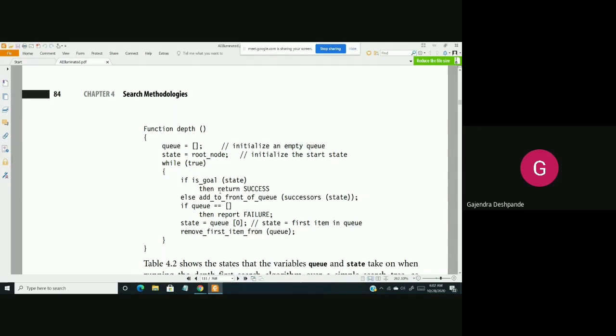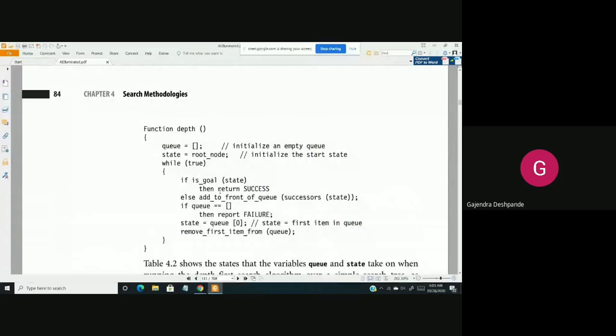Then assign state is equal to queue of 0. That means you have to change the state now. Earlier it was the root node. Now you have to visit the next node in the tree, and that too the leftmost part of the tree. So the first element of the queue is assigned as the state. Always the first item in the queue will be assigned as the state. Then remove the first item from the queue. Again repeat the steps, till you find the goal state or till you report failure.